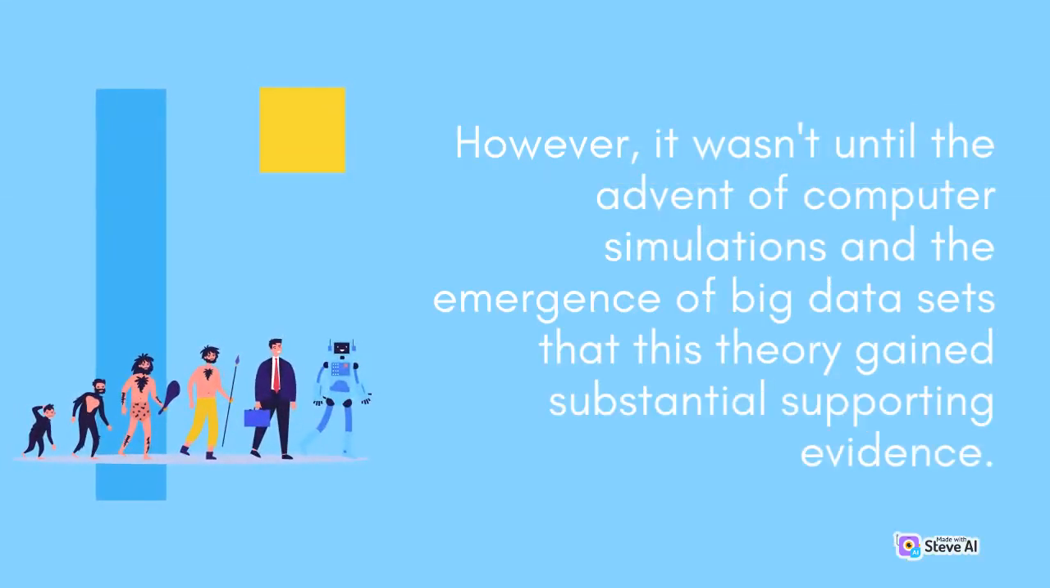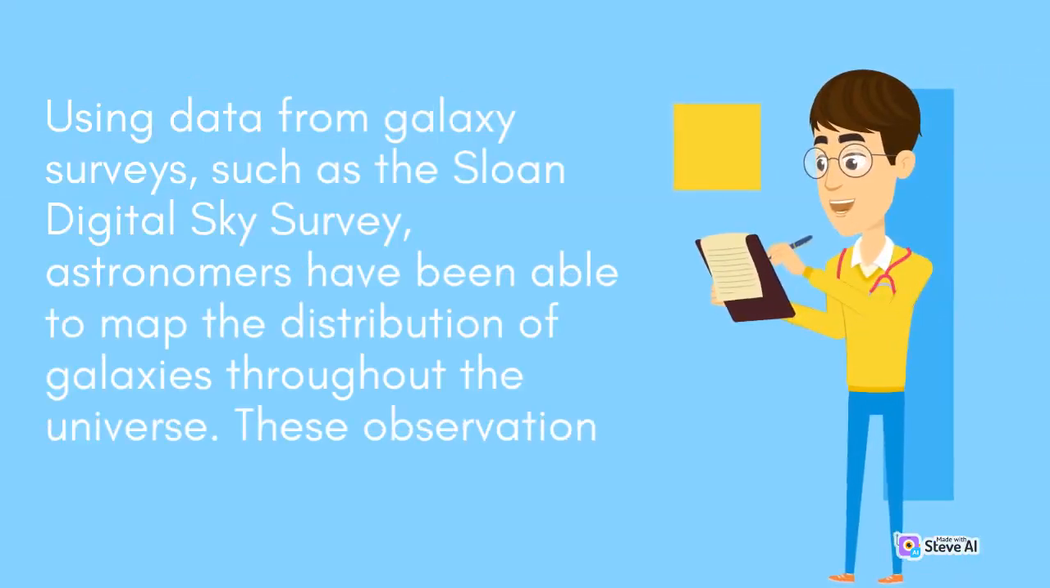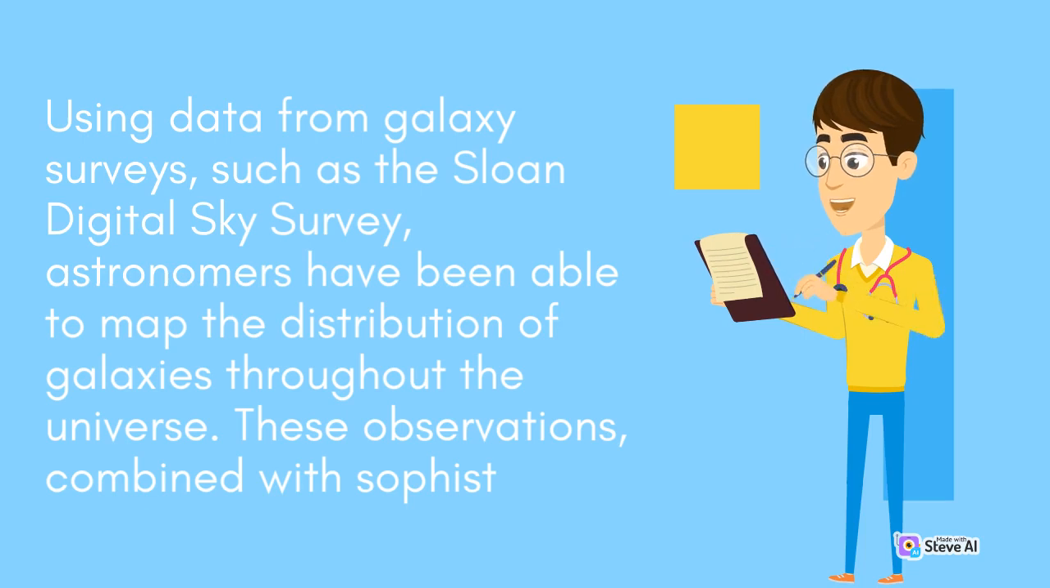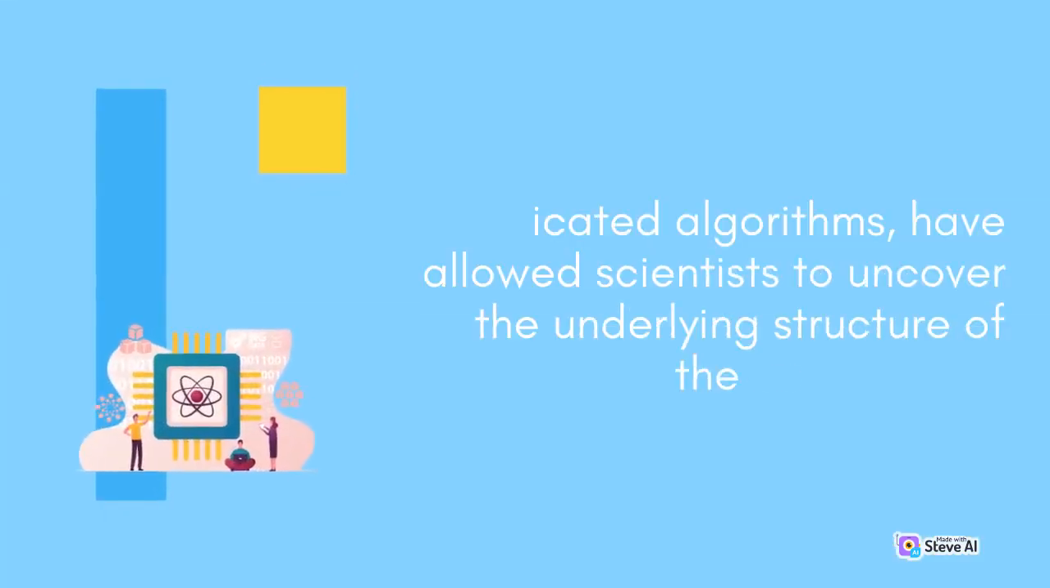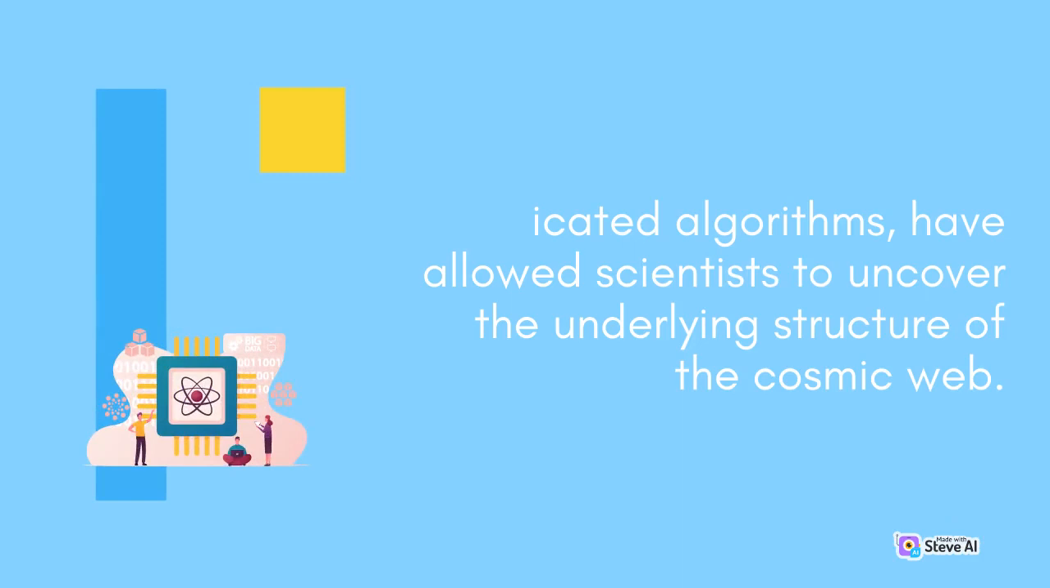However, it wasn't until the advent of computer simulations and the emergence of big data sets that this theory gained substantial supporting evidence. Using data from galaxy surveys, such as the Sloan Digital Sky Survey, astronomers have been able to map the distribution of galaxies throughout the universe. These observations, combined with sophisticated algorithms, have allowed scientists to uncover the underlying structure of the cosmic web.